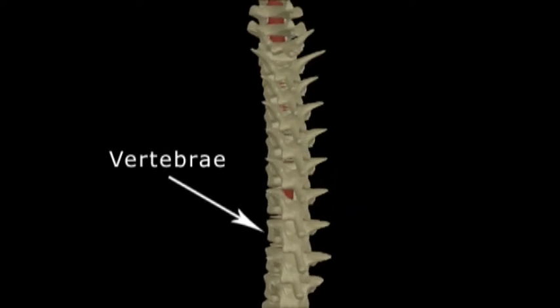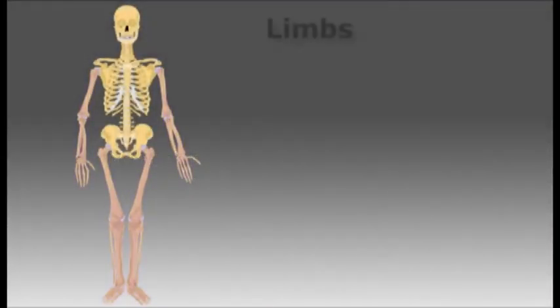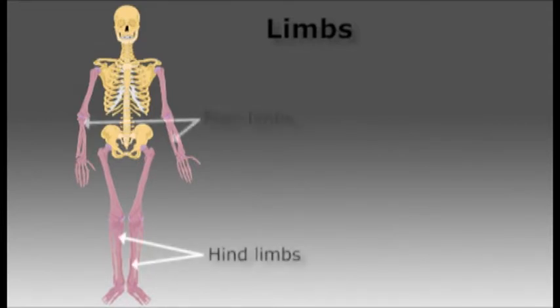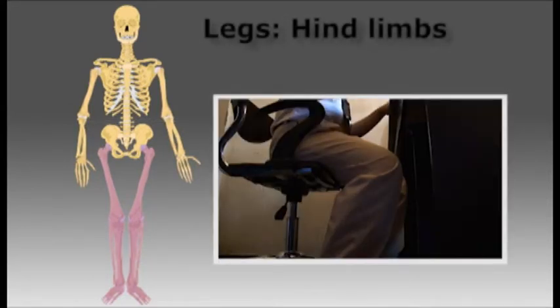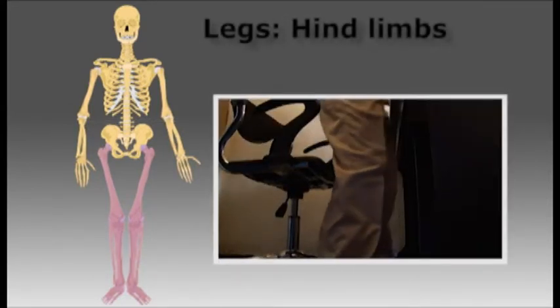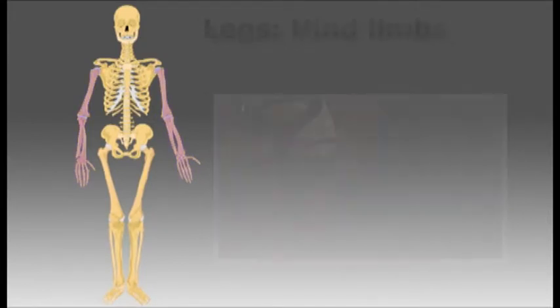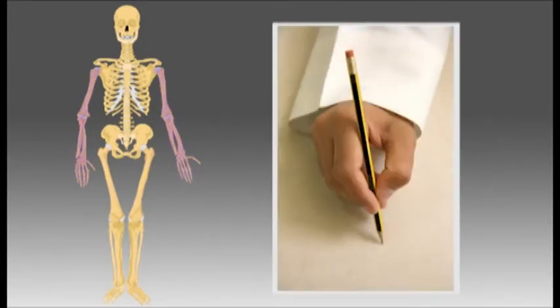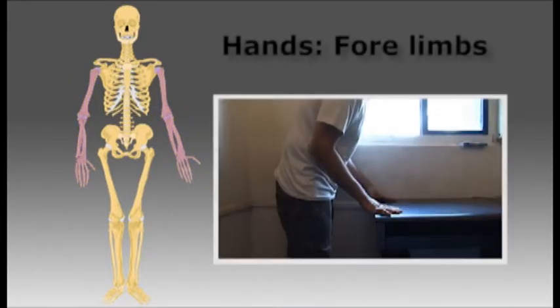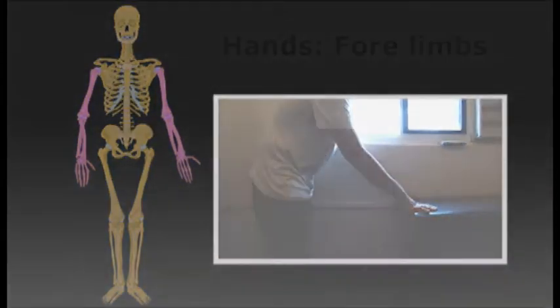The last part of the skeletal system are the limbs. Limbs are of two types, hind limbs and forelimbs. The legs form the hind limbs. They are nothing but our legs. And our forelimbs help us hold and pick up things around us. Yes, you guessed it right. Our hands are the forelimbs.